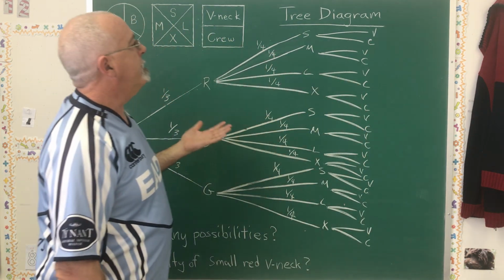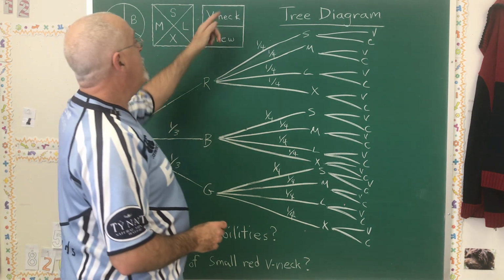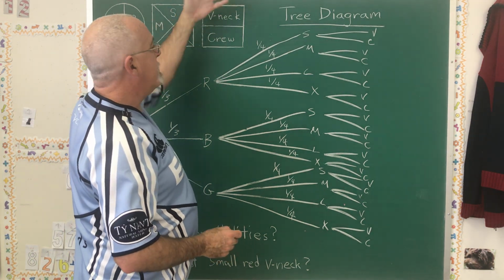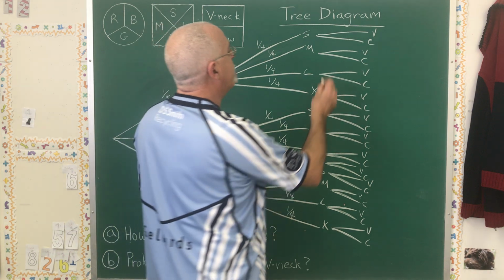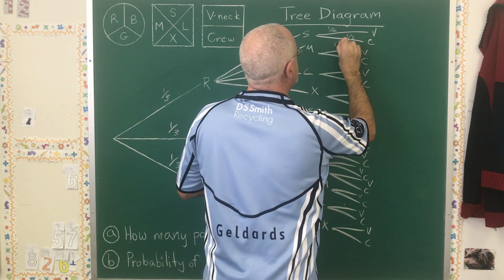Finally, that's done, and finally I have to put the fractions for this. This is going to be long. There's half V-neck, half crew, so I need the fraction 1/2. And I'm writing that on all of these branches.